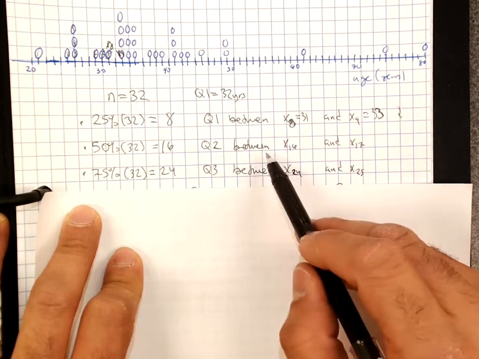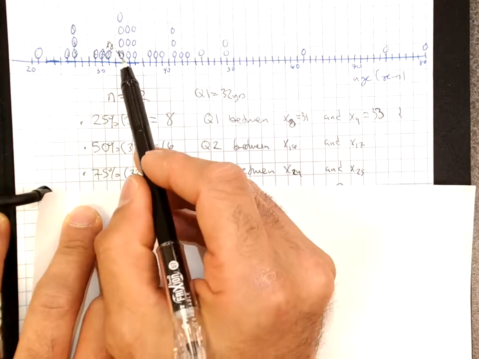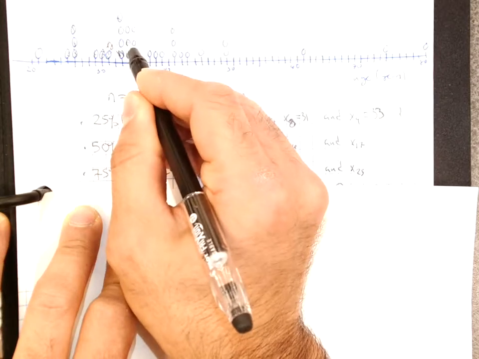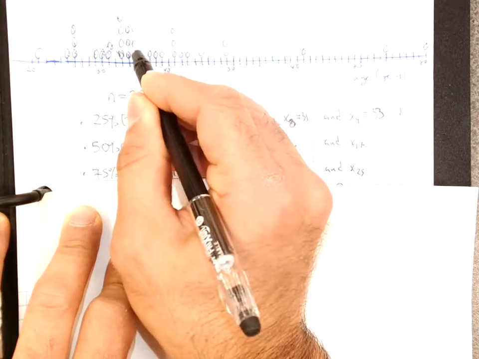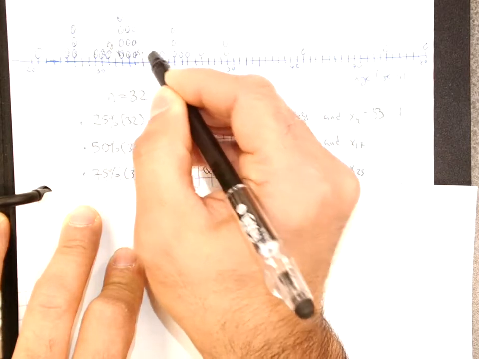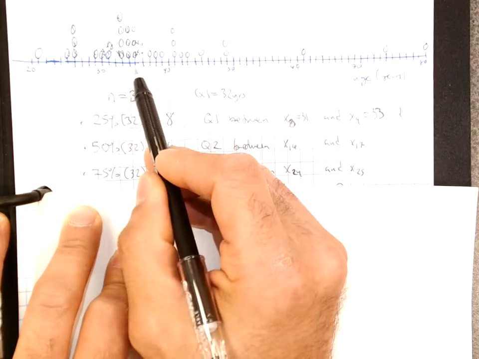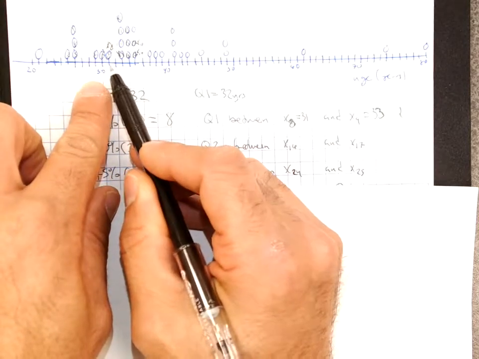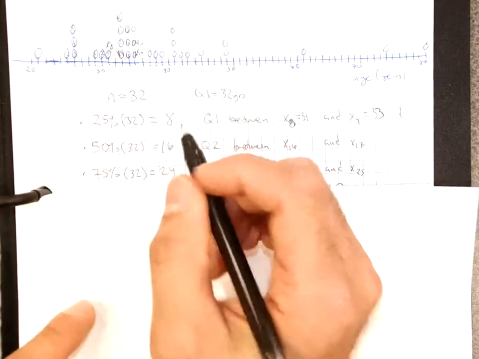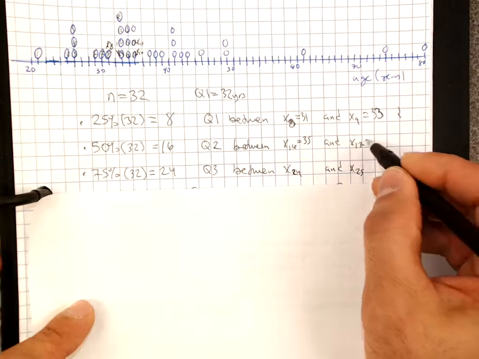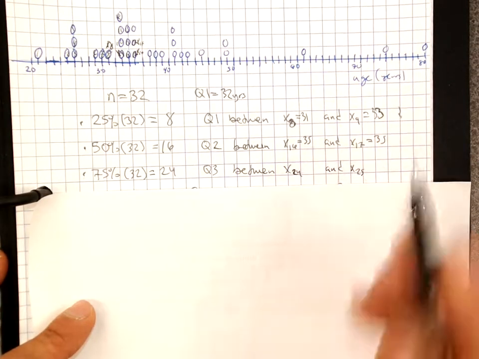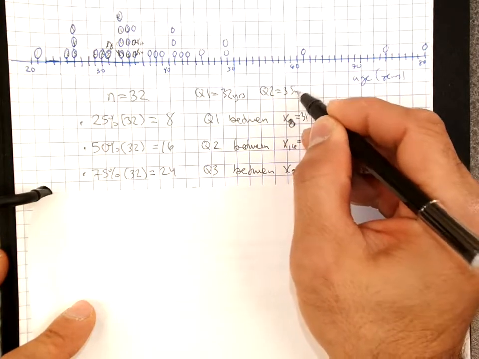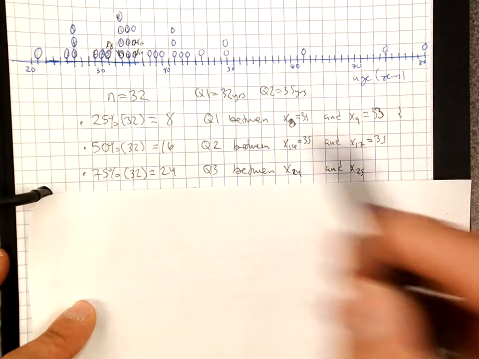Okay, Q2 is between X16 and X17, so let's keep counting. This is 9, 10, 11, 12, 13, 14, 15, 16, and 17. So this is X16 here, X17 here. Both of them are at this value, which I think is 36. Let me count. 31, 32, 33, 34, 35. Sorry, 35. So X16 is 35 years old, and so is X17. So the median is between those two, which is also 35. Q2 is 35 years.